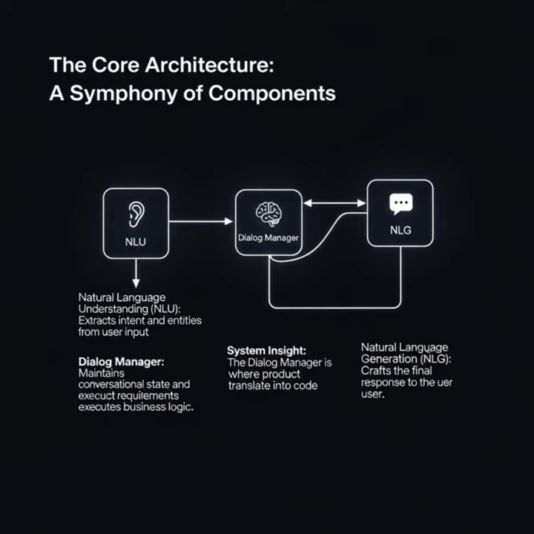Next, the Dialogue Manager. This is the brain. It maintains the state of the conversation, executes business logic, and decides what the chatbot should do next based on the intent. This is where you encode the user journey. Finally, the Natural Language Generation, or NLG component, acts as the mouth, taking the decision from the Dialogue Manager and crafting a human-readable response. Getting these three components to communicate seamlessly is the foundational architectural challenge.